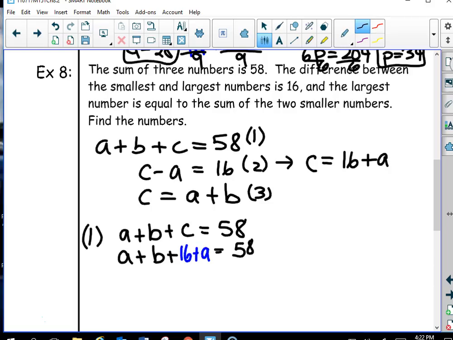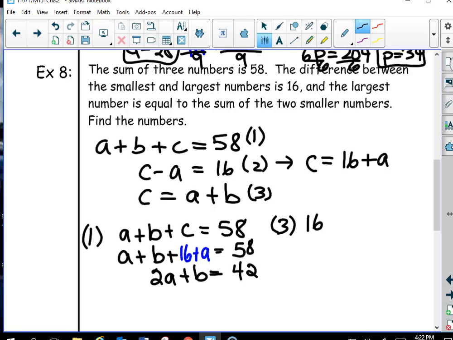Lots of ways to do this. This just seems to be the way that makes sense to me. A plus 16 plus A plus B equals 58, so we put the A's together and subtract 16: 2A plus B equals 58 minus 16, which is 42. Didn't quite show that step. Now let's take C and put it into equation 3. I'm using equation 2 to substitute, so I've got to put it into the other two.